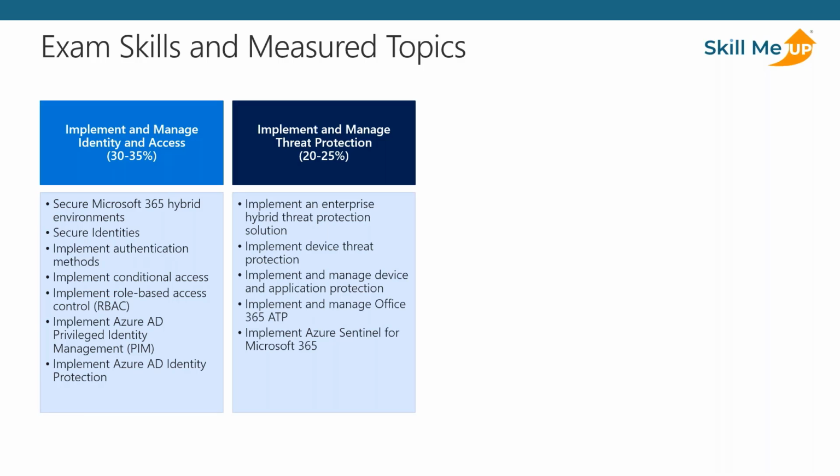The next domain is implement and manage threat protection. This skill is weighted at 20 to 25% of the exam. In this topic, you'll be measured on implementation of all of the threat management features, including Microsoft Intune, mobile device management, mobile application management, and then also be questioned on Azure threat protection capabilities. And then there's a last little bit around Azure Sentinel use within Microsoft 365. Now, of course, that is a newer piece that was added, but you will need to understand how to at least get data from there into Azure Sentinel.